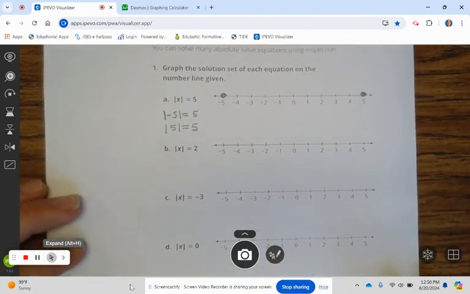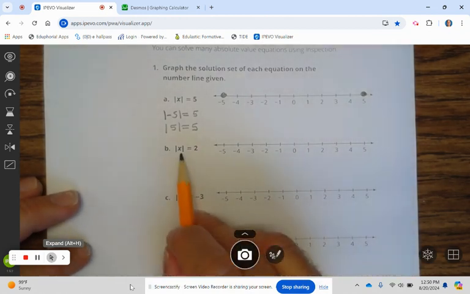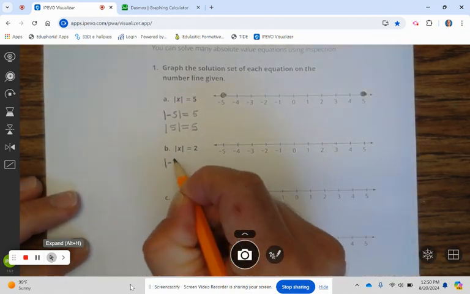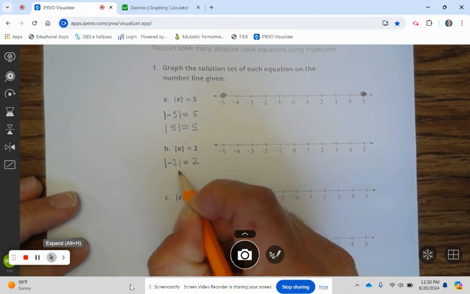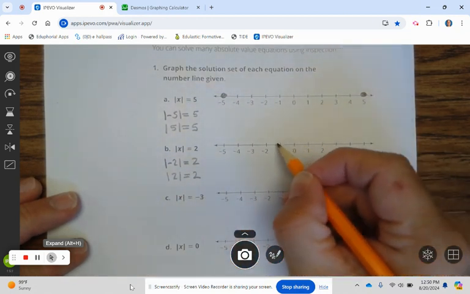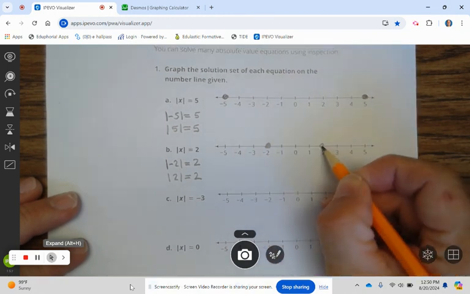Alright, let's take a look at 1b. So we have the absolute value of x equals 2. So we know the absolute value of negative 2 equals 2, and the absolute value of 2 equals 2. So our solutions are negative 2 and positive 2.